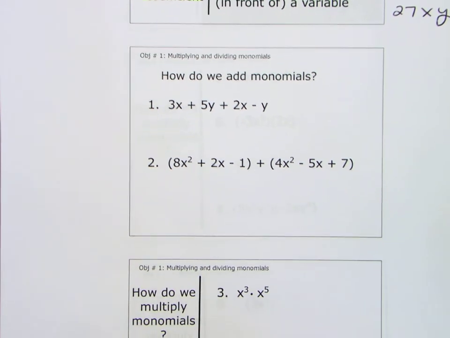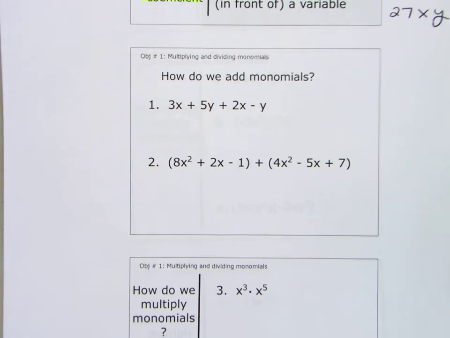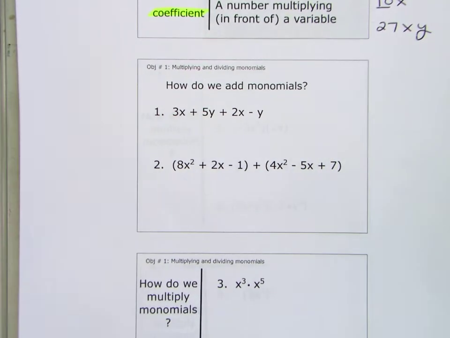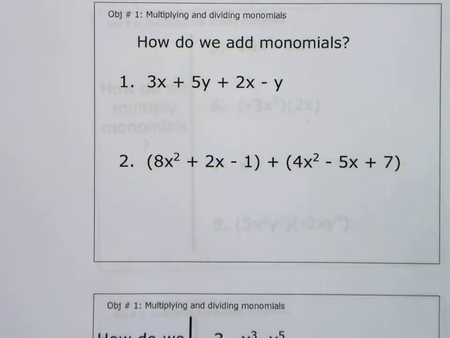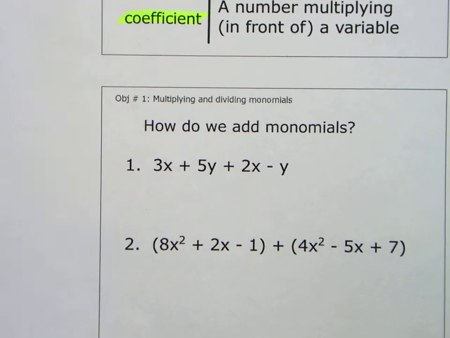All right, so now let's do some actual problems. Okay? Let's start with adding. Right? Let me zoom in a little more. Nope, wrong way. Okay. So 3x plus 5y plus 2x minus y.